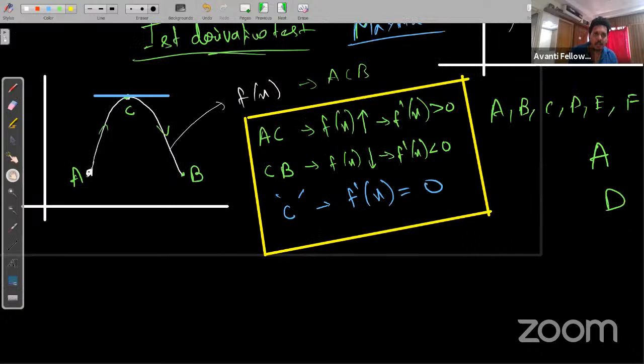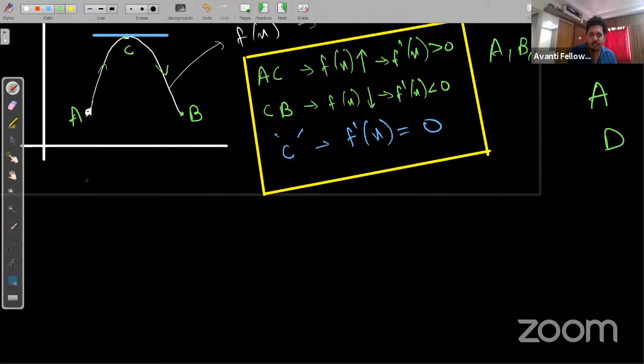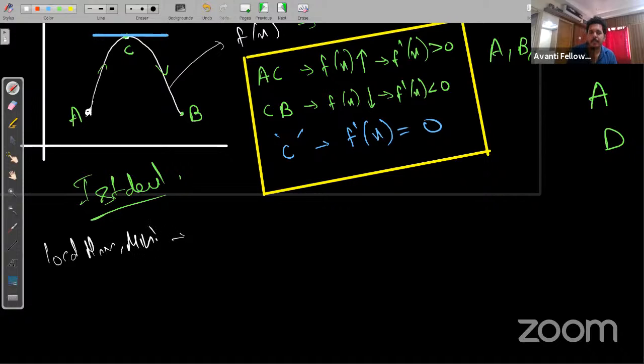So the first derivative test says that at a local maxima or minima, can I say my first derivative will be 0? f dash of c is equal to 0. Just now I showed that at that particular point my derivative will be 0 or not. Come on, tell me. Can I say f dash of x is equal to 0 at my local maxima and minima?